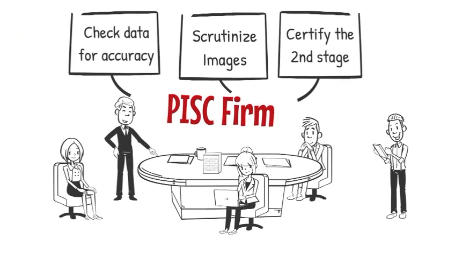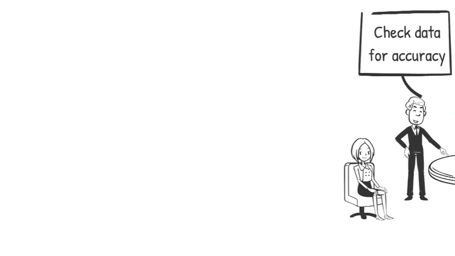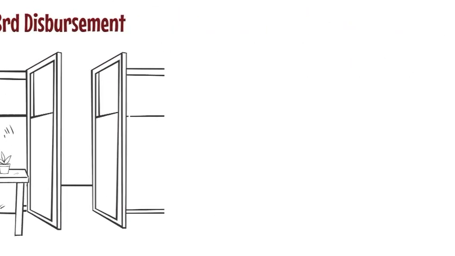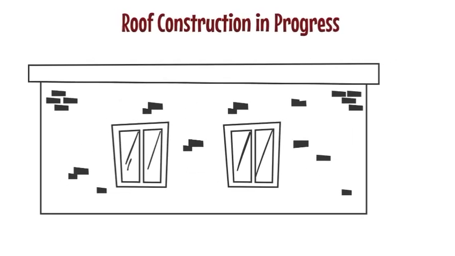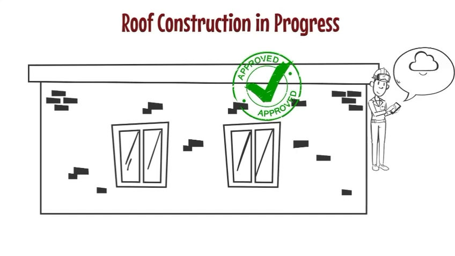The approved data will then be certified by the PISC firm. Once certified, the data will be deemed as final and the finance section will be intimated for the third disbursement. The beneficiary will then go to the bank for withdrawal and start the construction of the roof. Once completed, the IP will collect data and its regional head will verify the data.